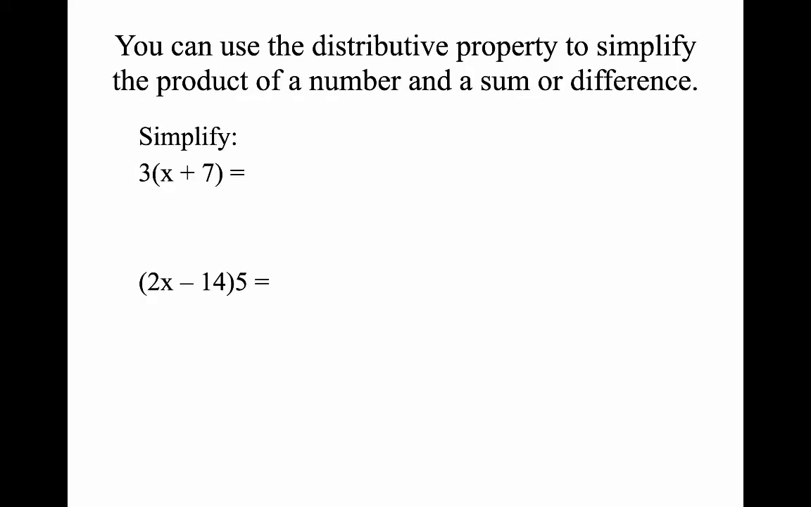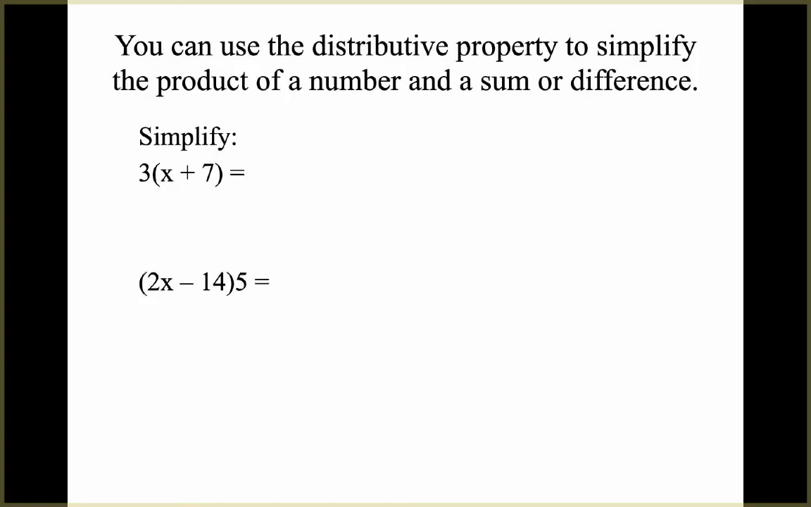So the distributive property is used to simplify when we have a product of a number and then we're multiplying into a sum or a difference. So in the first one we have simplify 3 multiplied by x plus 7. What we're going to do is distribute over addition because we have addition inside our parentheses. We're going to multiply the 3 over addition. So we take 3, and we're going to have times x and 3 times 7.